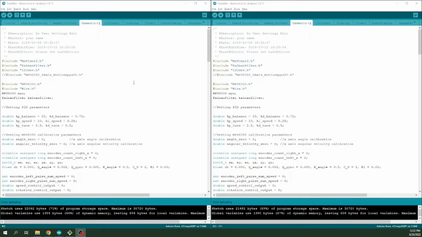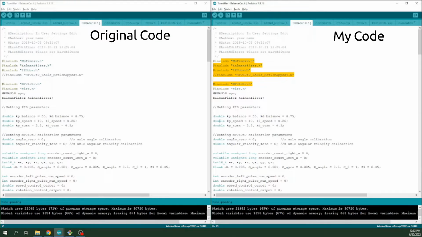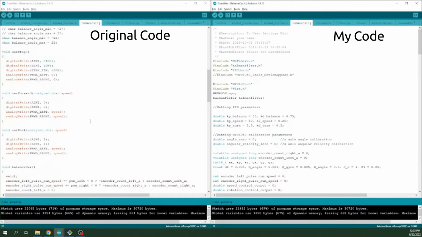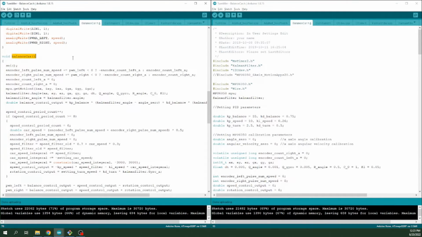Okay, so I figured it would be good to go over the code to look at the differences between mine and theirs, and it would also help you if you want to do this sort of thing yourself. The default code is on the left, and on the right is my edited code. The only real thing that I changed is the balance on this script. There's one function called balance car, and that is where most of the differences are.